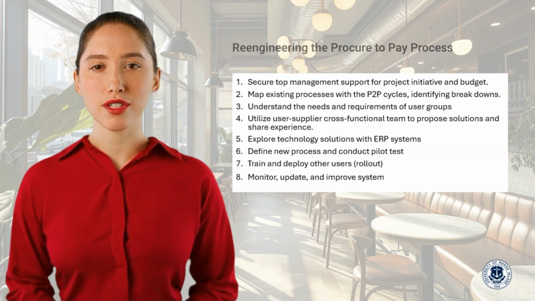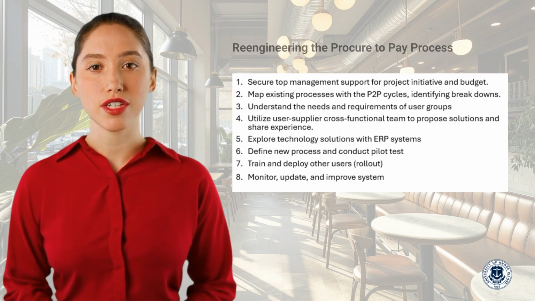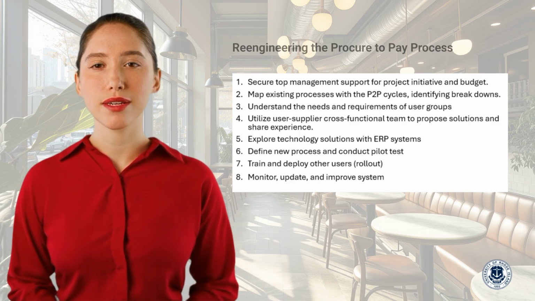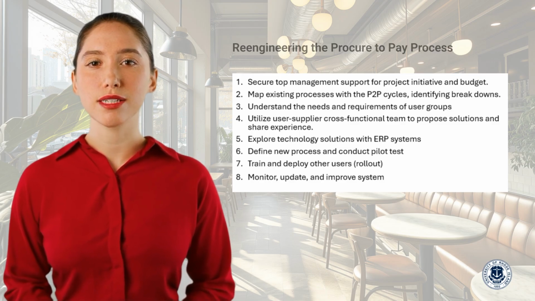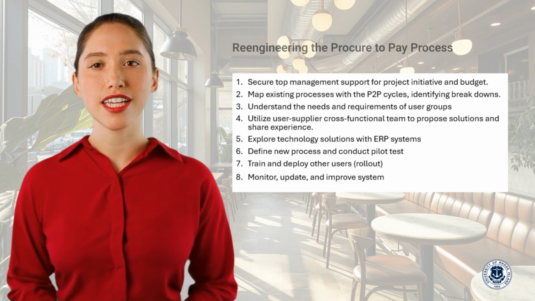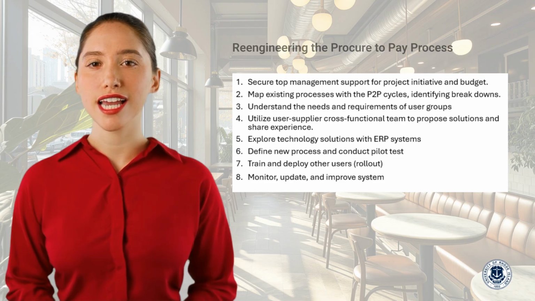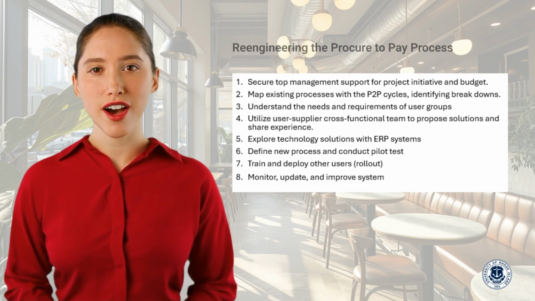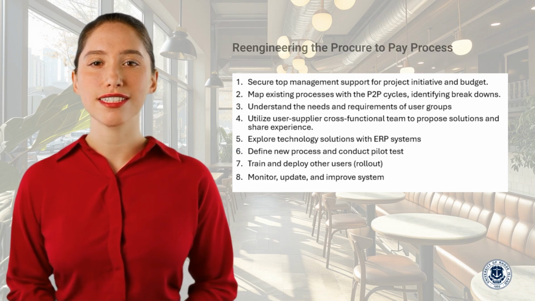To improve P2P performance, organizations must secure leadership support, map existing processes, involve stakeholders, explore technology, conduct pilots, train users, and continuously refine the system. Re-engineering isn't a one-time project. It's an ongoing journey toward better efficiency and control.